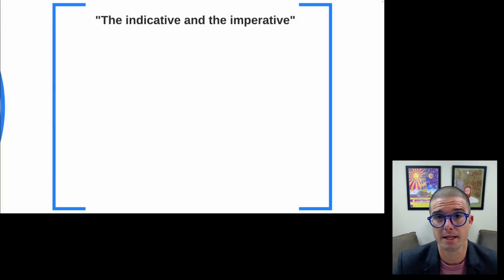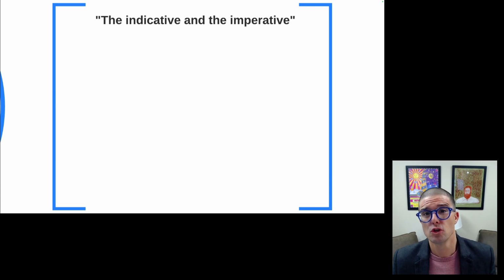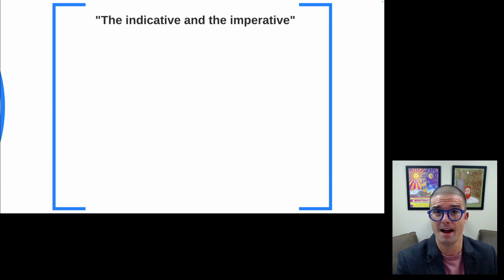With respect to Pauline ethics in the letter of Romans in particular, it's often said that the Apostle Paul moves from the indicative to the imperative. That is to say, Paul makes his statements of facts. He indicates things before he offers imperatives, that is, commands. And we can see this sort of mirrored in the structure of Romans itself.